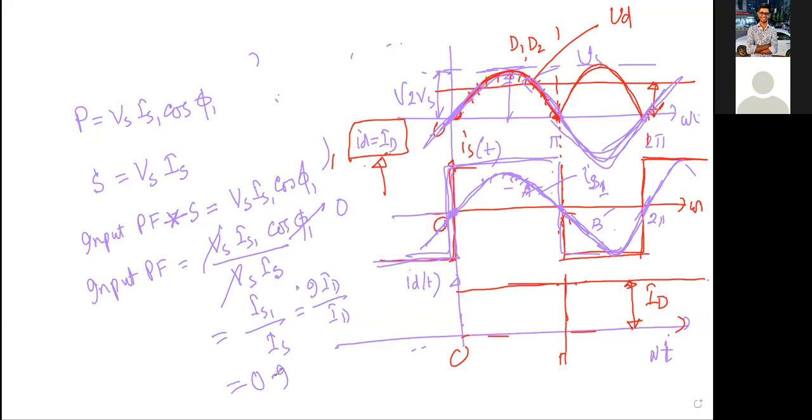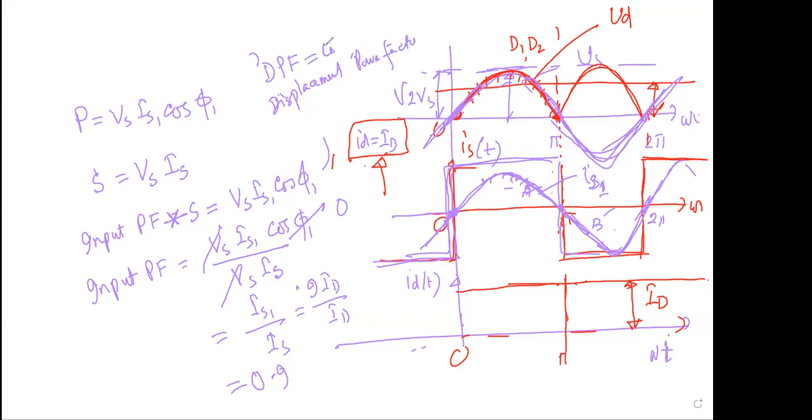We want input power factor 1. So there is another factor we call displacement power factor. This is defined as cosine of phi 1. That means this one is the displacement power factor.